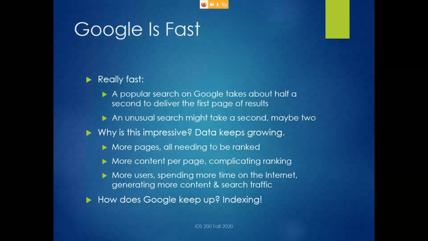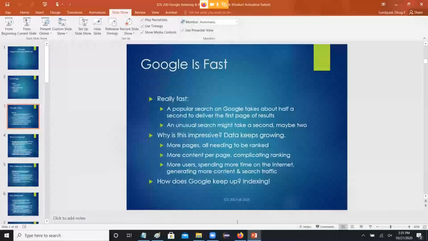As you probably all know, Google is fast. It's not just fast, it's really fast. If you do a typical popular search on Google, it could take about half a second to deliver the first page of results. An unusual search, or one that requires a lot of excess content, might take a second, maybe 2 seconds. So we can go do a quick demo on this.